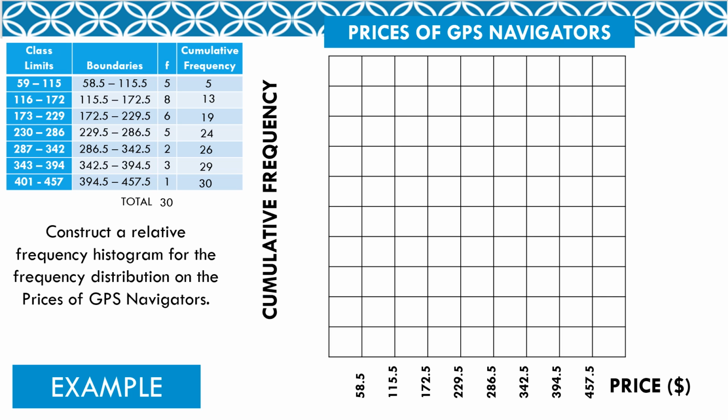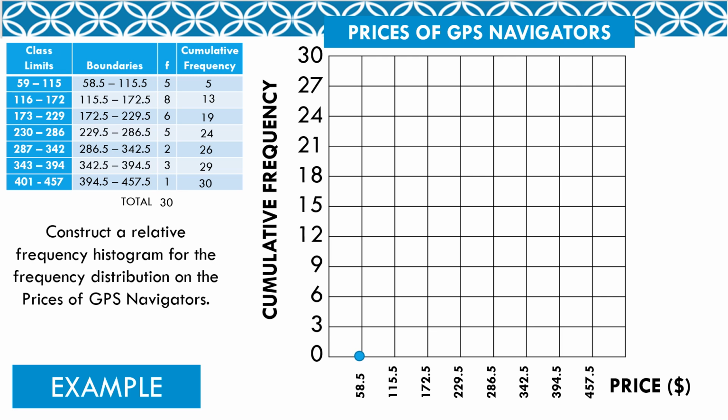So we need to find a scale on our y-axis that'll go up to the highest value, which is 30. Here is the scale that works. We start at 0. Make sure you always start at 0. And if we go up by 3s, we can get to our highest point of 30. We will start at the lowest lower class boundary with 0.